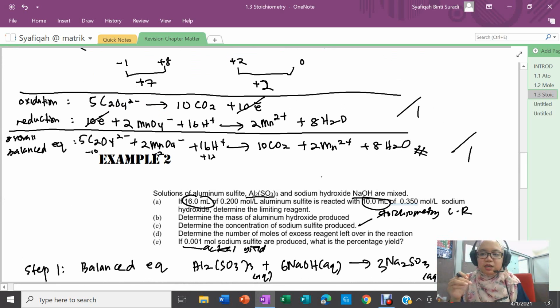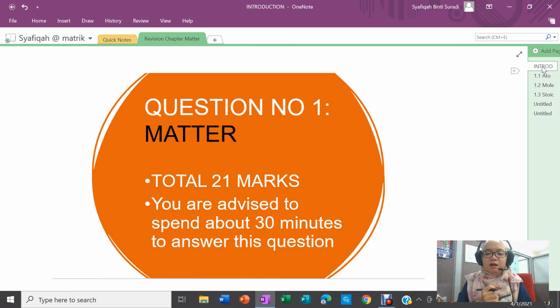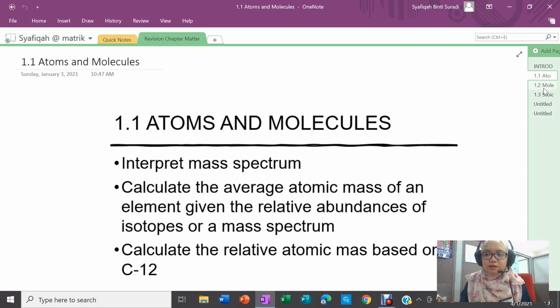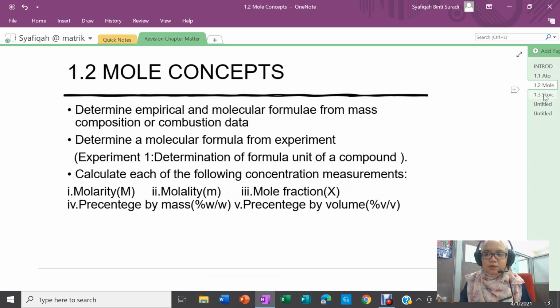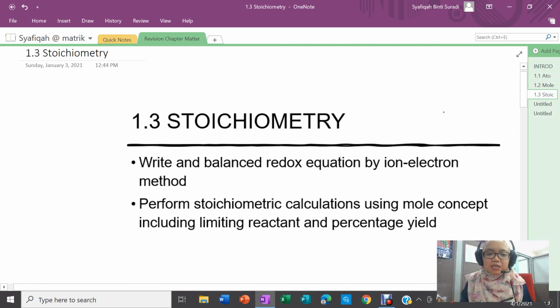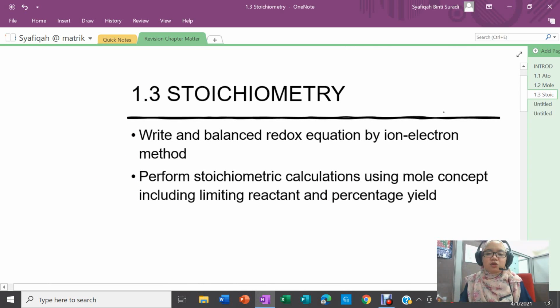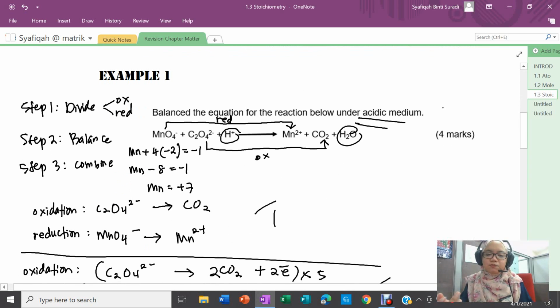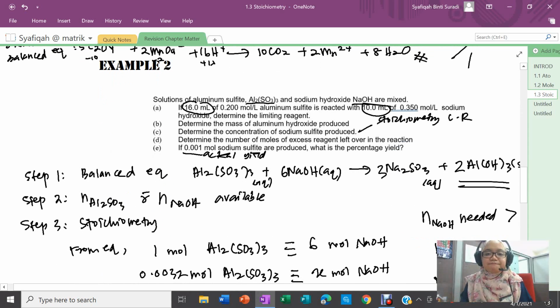Alright? So, yeah. So, that's all for today, I think. Okay, so that is all for this revision. I have covered everything from chapter 1.1, 1.2 and also 1.3. So, tadi ni apa yang Miss bincang ni, Miss dah cover all the learning outcome, balance redox equation, stoichiometric calculation, Miss dah cover semua. Okay, so, yeah. Banyakkan buat latihan past year, all the question.